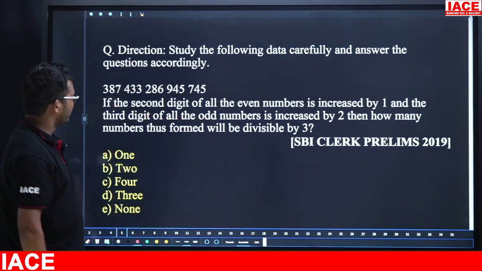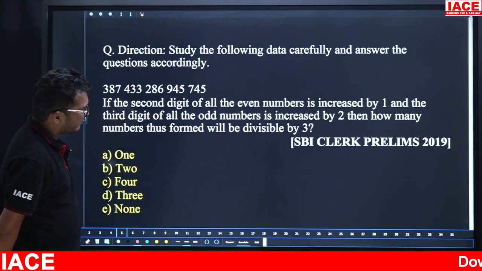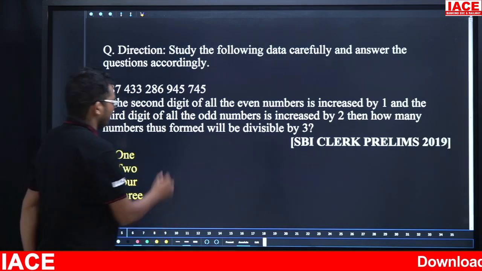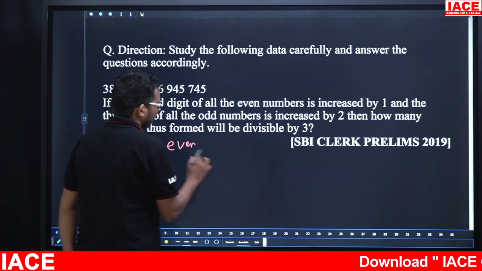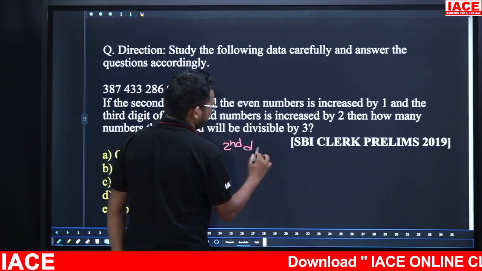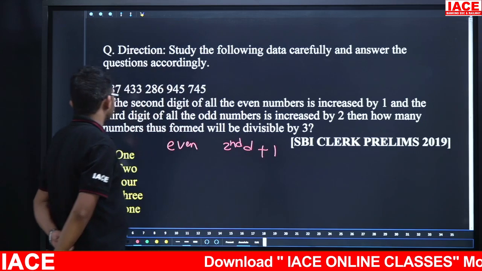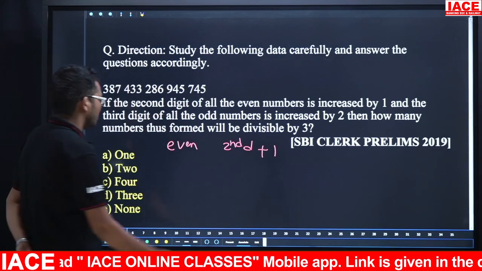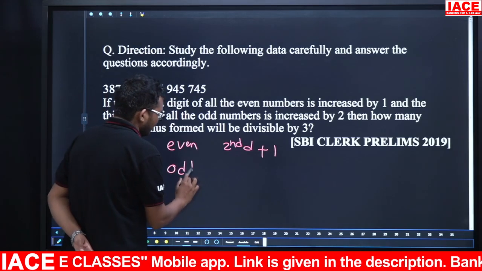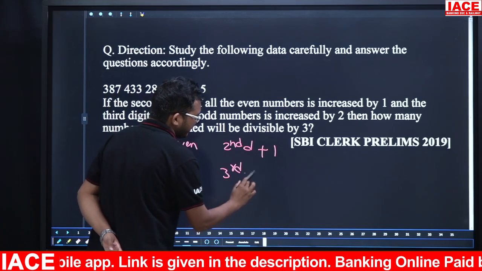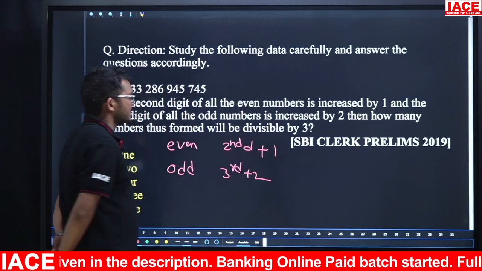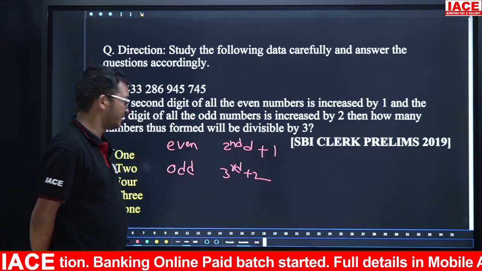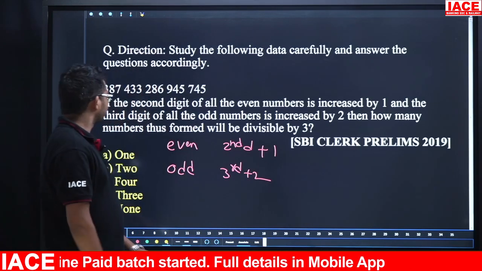Take the next question. The second digit of all the even numbers is increased by 1. Friends, if it is an even number, we increase the second digit by 1. And the third digit of all the odd numbers is increased by 2. If it is an odd number, the third digit is increased by 2. Then how many numbers thus formed will be divisible by 3? Now take your first one.